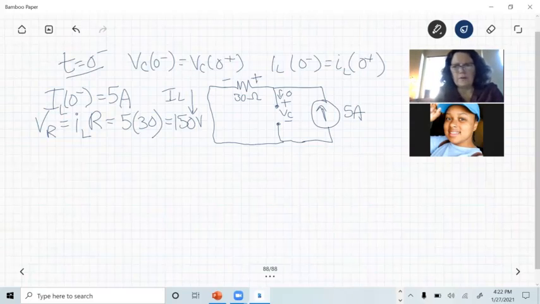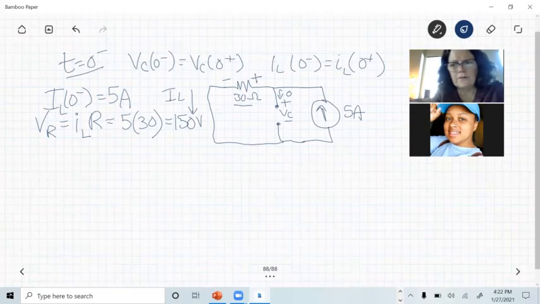Now, I'm looking at this. The combination of the inductor and the resistor are in parallel with VC, so the sum of those two voltages has to equal VC. Some of you see that.